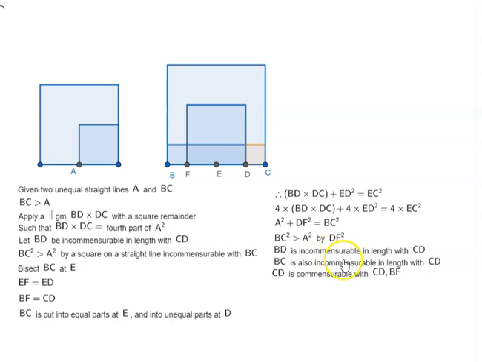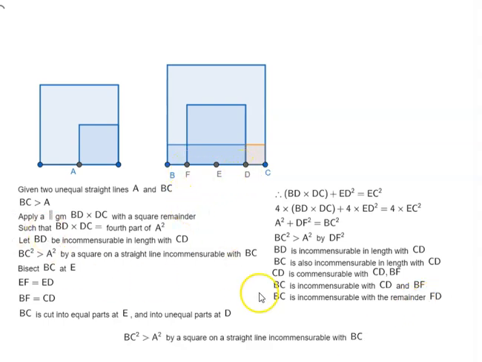So BC is incommensurable with CD, and CD is commensurable with CD and BF. That means BC is incommensurable with CD and BF. But CD and BF are parts of BC. That means BC is incommensurable with the remainder FD. So we have BC square is greater than A square by a square on a straight line which is incommensurable with BC. So that was the first part of the proposition.